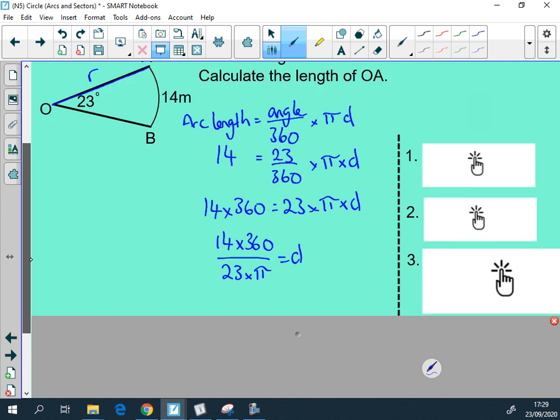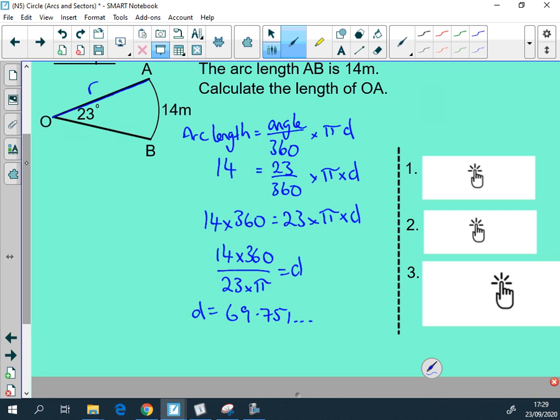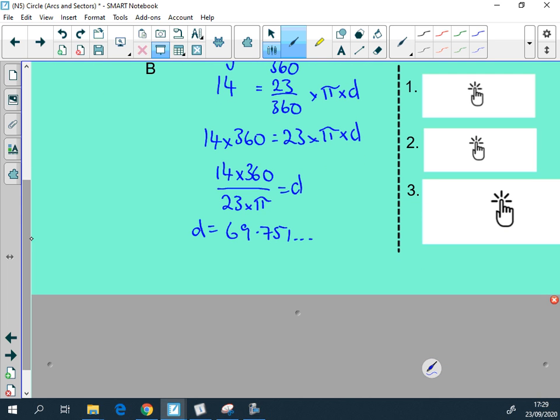it comes out as 69.751... Now, I don't want my diameter here. O to A is a radius. So to work out my radius, I'm going to half it. Now, notice I didn't round my answer here. I've still kept my answer as 69.75138.376 on my calculator. At no point have I rounded it. Just keep it there. Simply hit divide by 2.